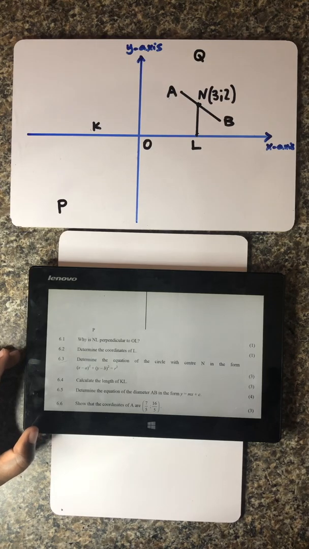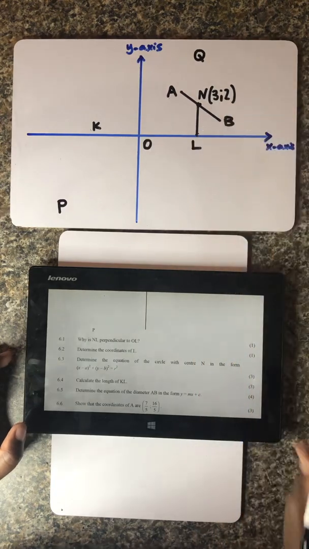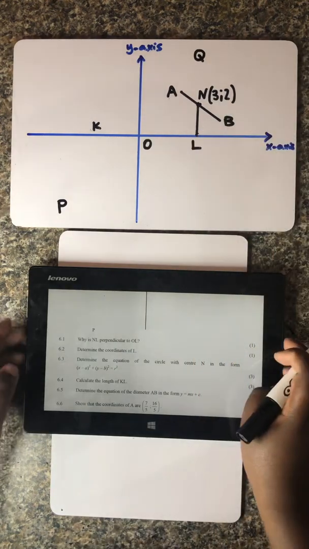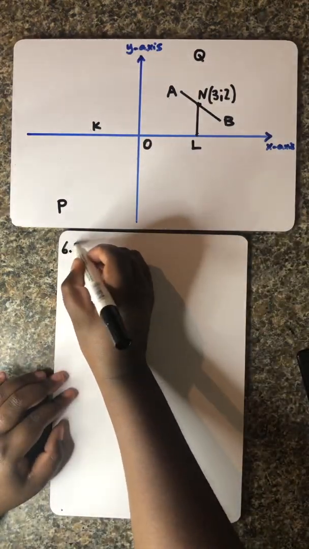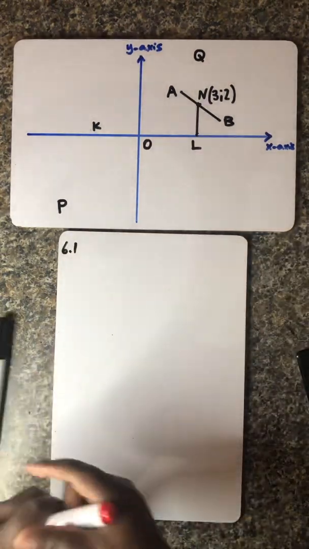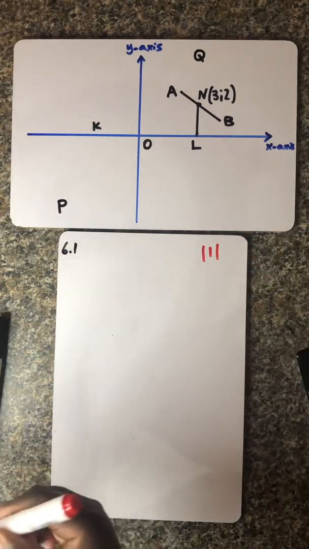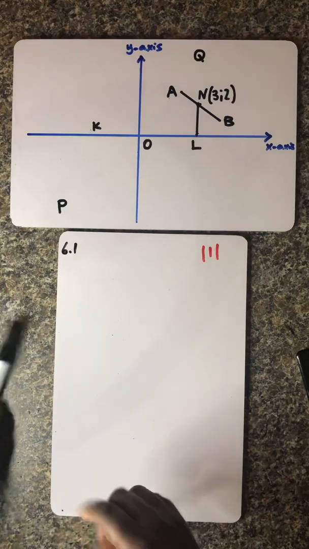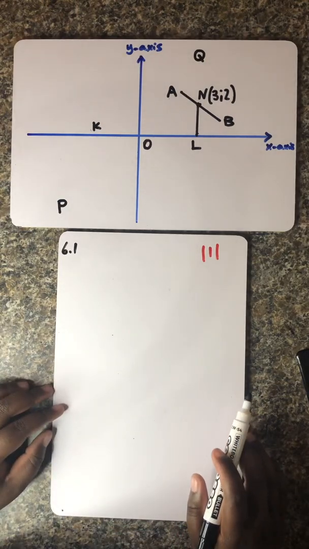So they're asking, why is it perpendicular to OL? Very, very much important, ladies and gentlemen. So obviously, guys, let me just write it there to say we are now on 6.1, and this question is just allocated 1 mark. Very, very much important, ladies and gentlemen, that you notice the marks allocated to each and every question.